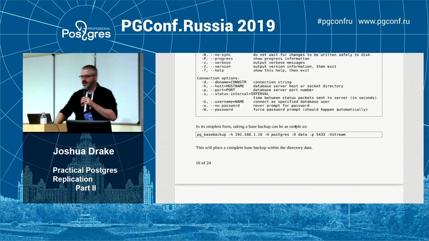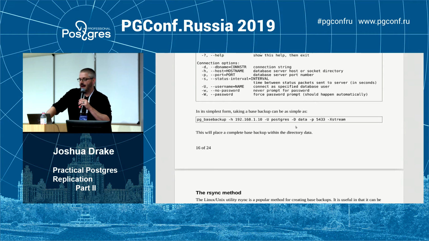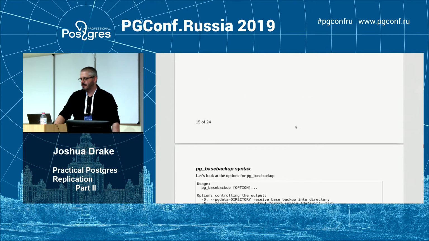In its simplest form, taking a base backup can be as simple as this: pg_basebackup -h 192.168.1.10 -U postgres -D data, put my backup into the data directory. I need to connect via port 5433, and I need to stream my Xlogs. This will place a complete base backup within the directory data, ready to go with whatever modifications I want for hot standby. That's your standard way to do a pg_basebackup.